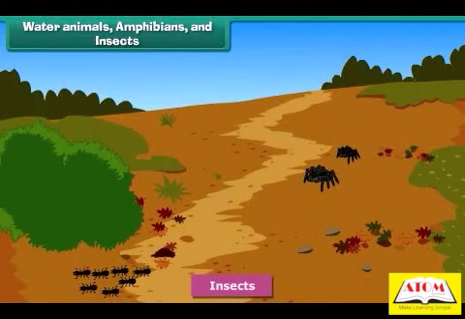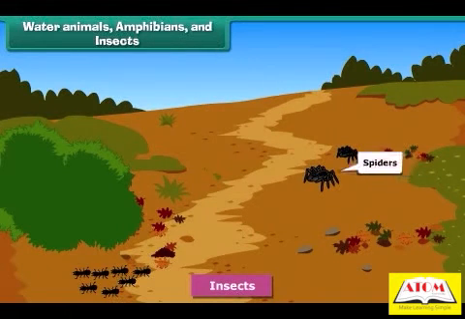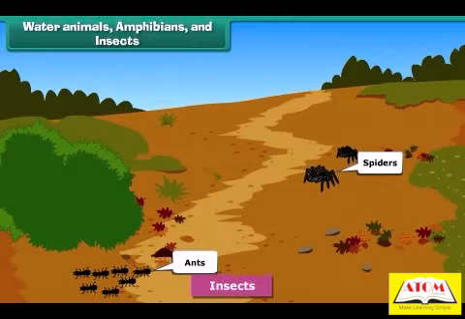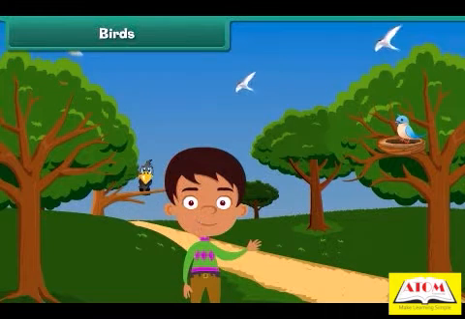The insects crawl on ground or other supports, for example, spiders and ants. Some insects can fly also. Now let us learn about birds.